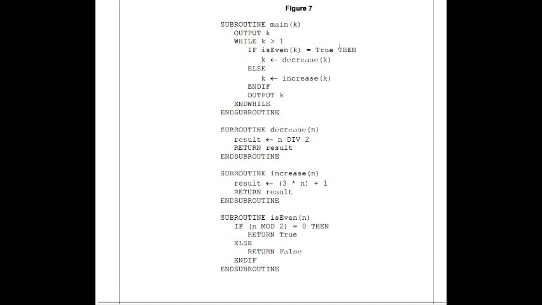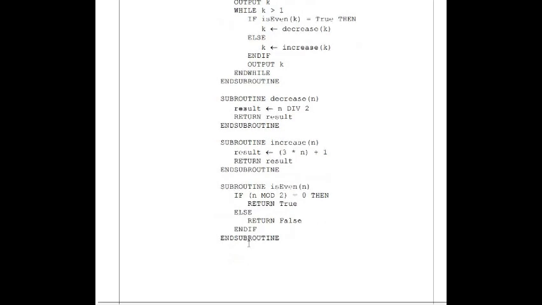3 greater than 1. If it's even, then it's going to decrease, else it's going to increase. It's going to output the number, whether it's increased or decreased. Then we're going to end the while loop and then end the subroutine. And you see decrease and increase. They're 2 subroutines on their own. Then is even is another subroutine on its own, checking the modulus of 2 and returning true or false. So that's quite a big one.